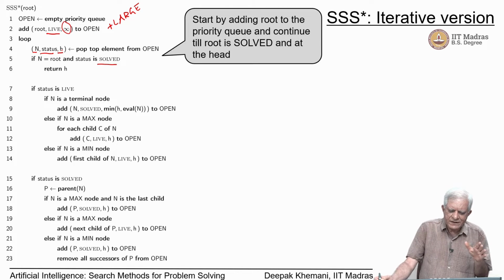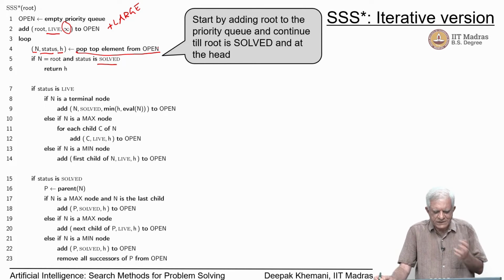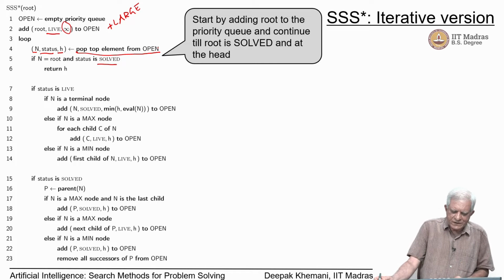But we started off by saying that we will add root as live and infinity, or plus large, to the priority queue. So we take out one node at a time. Initially, we put this root node with live and plus large or infinity into the priority queue, and we extract it. So we pop the element from the open, which is the priority queue. If the status of that node is live, then we do the following.